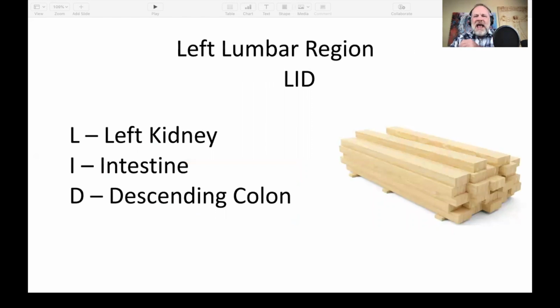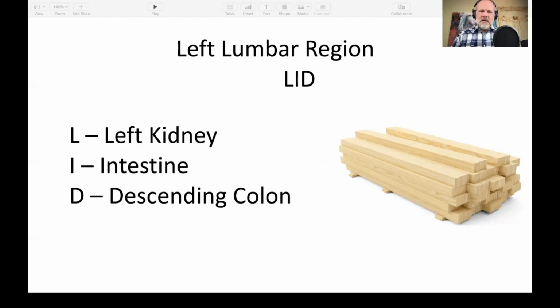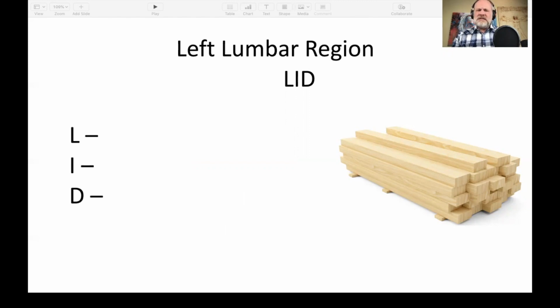Now, air leaves the lumbar's lid. Well, lid is just like a lid on a jar. So you just imagine that there's a lid on this wood. Lid is for left kidney, intestine, descending colon. What is this? Air leaves the lumbar's lid. Air seeping out of there, and there's a lid on it. Left kidney, intestine, descending colon.